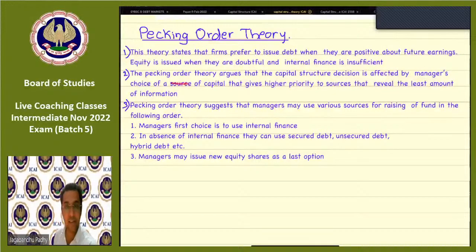So this theory says managers are going to raise funds from those sources where they need to make minimum disclosure. Tell me, where are you required to give minimum disclosure? When you issue debentures or when you issue equity shares? That is, when do you have to announce it publicly to a great extent? When you want to issue equity shares or when you want to issue debentures?